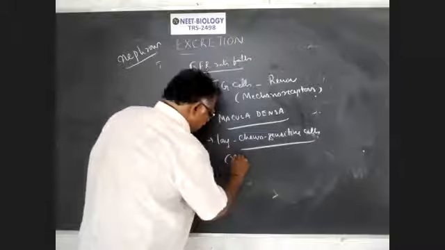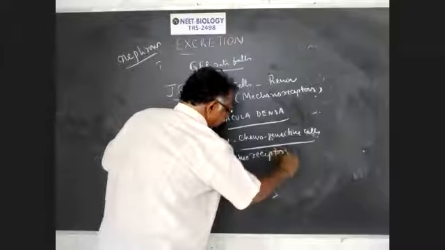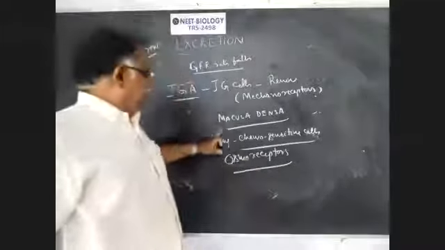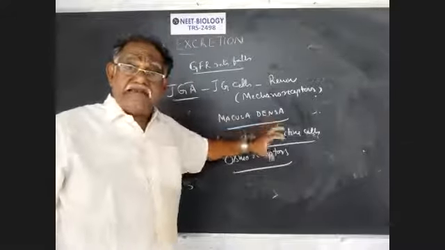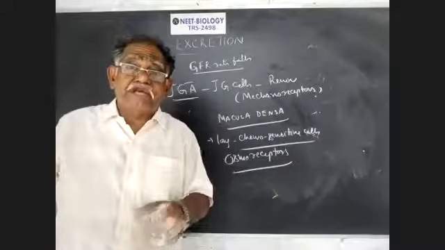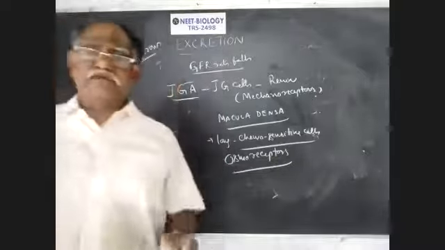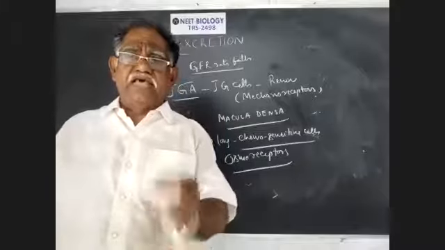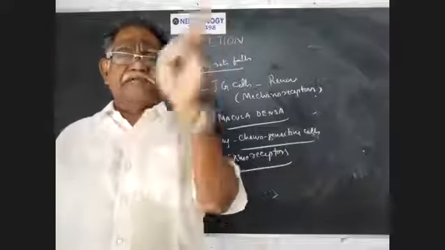Which act as osmoreceptors. So the macula densa cells of JGA, they act as osmoreceptors and they perceive the changes of the solute concentration of the blood. The solute concentration of the blood is identified by a special type of cells together known as macula densa found in the JGA apparatus. Again, I am explaining.